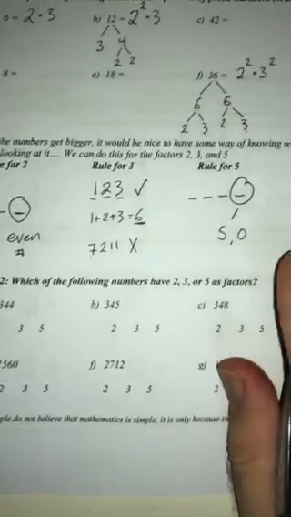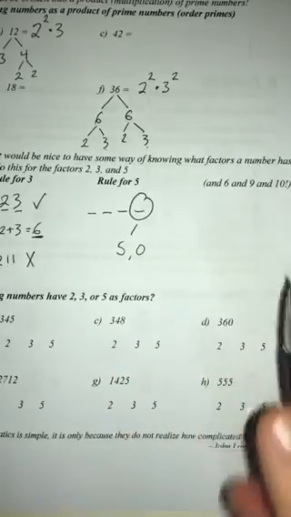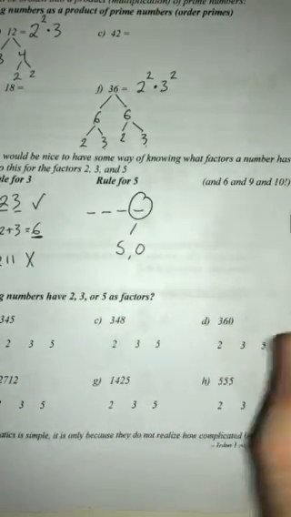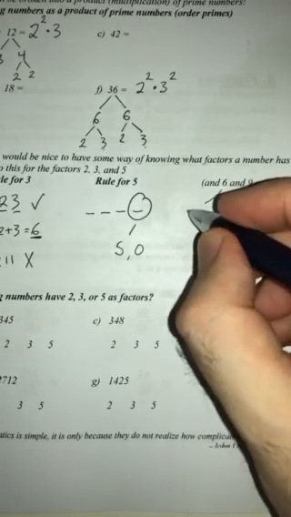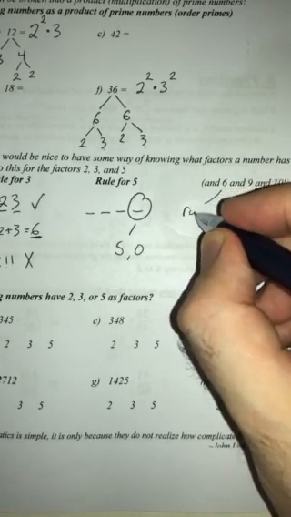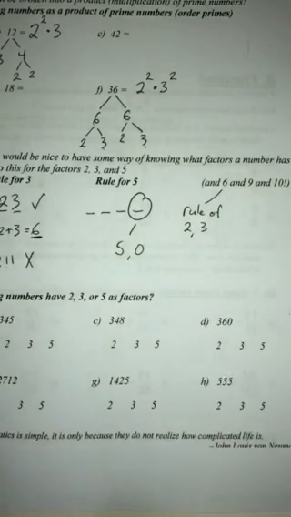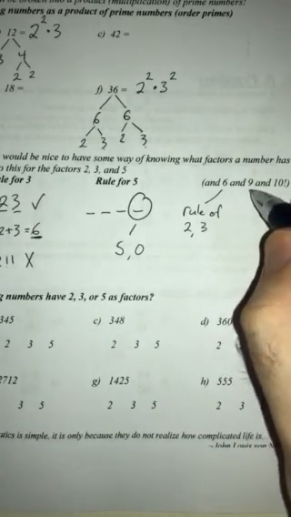And for the rest of these over here, so the 6, 9, and 10, it's pretty straightforward. They're just combinations of the other ones here. So for 6, it has to meet the rule of 2 and the rule of 3. If it meets both of those, it's divisible by 6.